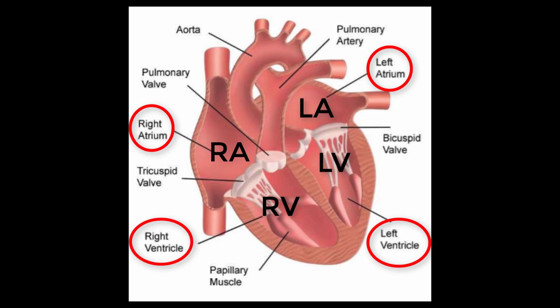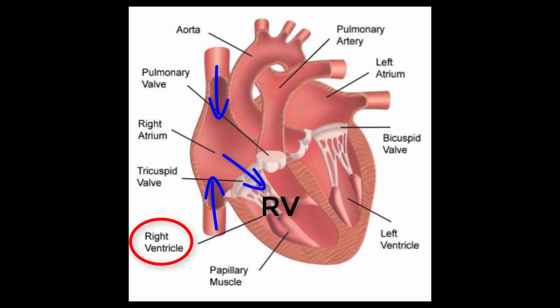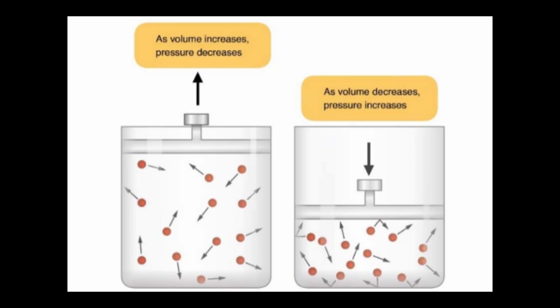Remember, the right side of the heart is responsible for pumping deoxygenated blood to the lungs. Blood is constantly flowing into the right atrium from systemic circulation and will open up a one-way valve or door to flow into the right ventricle. It is important to note that all valves open and close because of pressure that is generated by the heart contracting and relaxing. This is related to Boyle's law that states there is an inverse relationship between volume and pressure. When we increase volume, we decrease pressure, and when we decrease volume, we increase pressure.